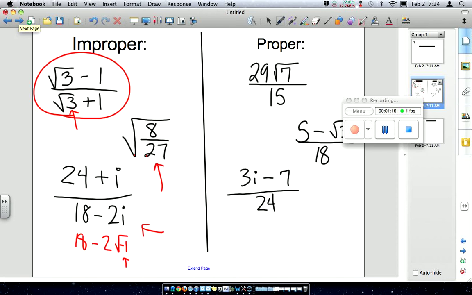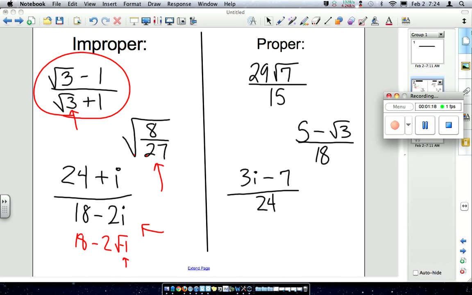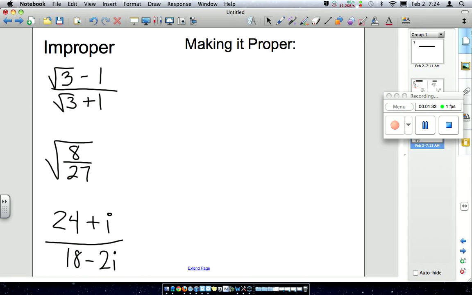The following over here are proper. Maybe they're not simplified, maybe we could do more with that, but they are proper answers. None of them have a square root in the denominator. And we're going to talk about how to take the improper ones and make them look more proper in the next examples. So let's take a look at the process to make things proper.